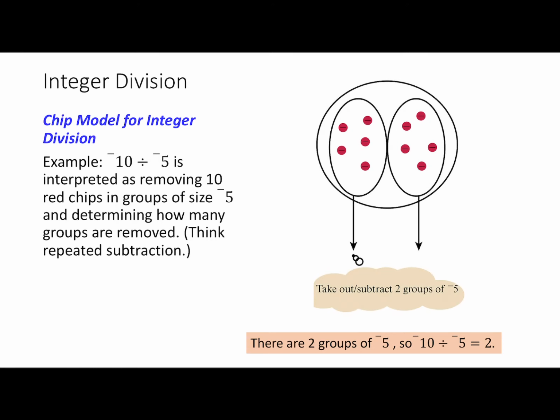So I've got my negative 10 represented in my circle, and I'm going to take out groups of 5 red chips. Here's my first group, and then I've got a second group. So since I took out 2 groups of negative 5, negative 10 divided by negative 5 must be 2.